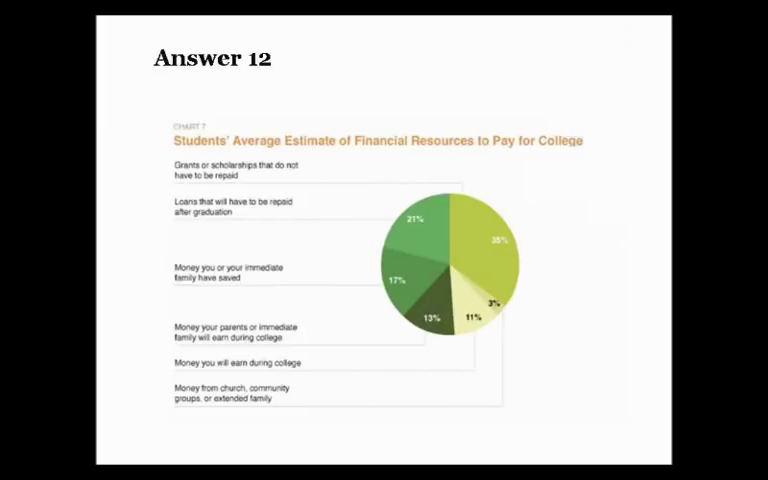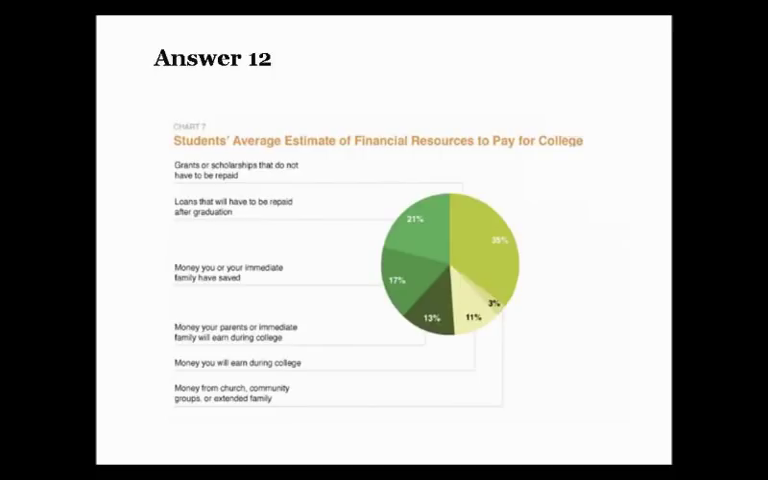The pie chart gives information about the student's average estimate of financial resources to pay for their college. To begin with, we can see that the largest proportion occupies 35%, which is in grants or scholars that do not have to be repaid. According to the graph, the smallest proportion occupies 3%, which is the money from church, community groups, or extended family.